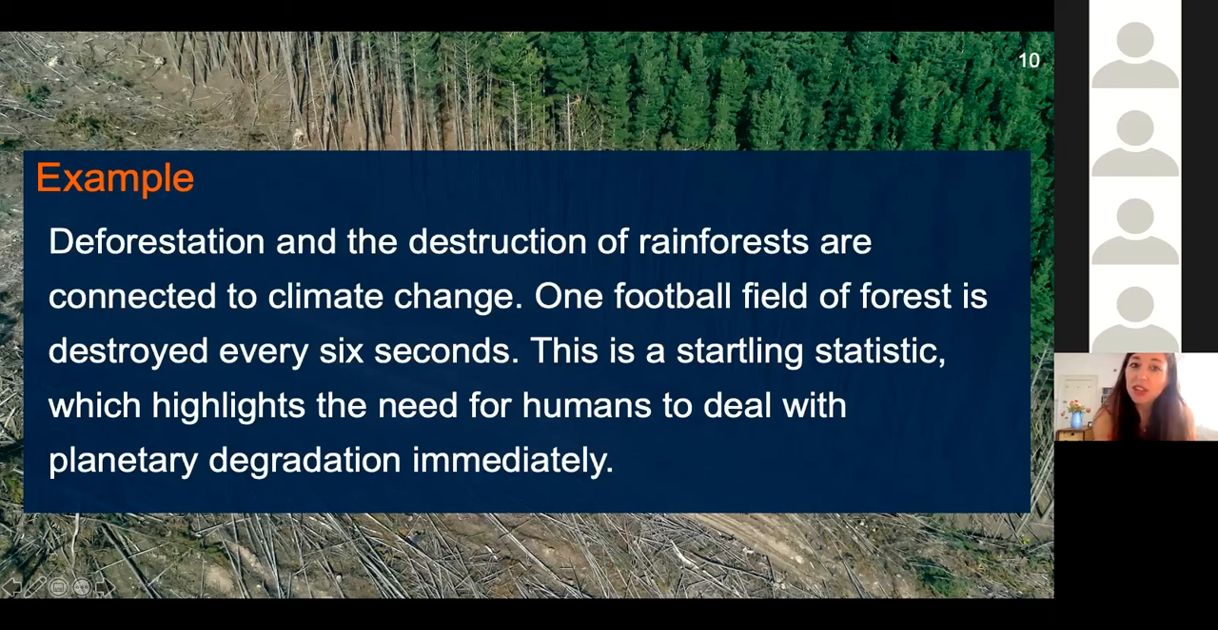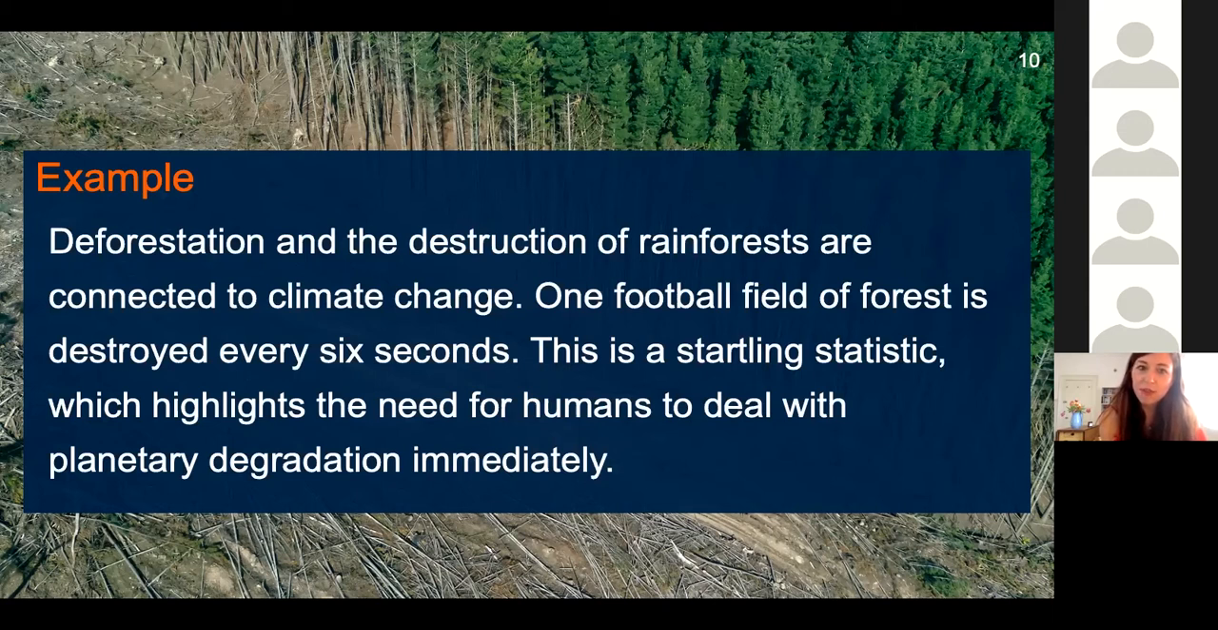Deforestation and the destruction of rainforests are connected to climate change. One football field of forest is destroyed every 6 seconds. This is a startling statistic which highlights the need for humans to deal with planetary degradation immediately. So you can probably see from this statement that, especially the fact about a football field of forest destroyed every 6 seconds, where did that point of reference or statistic actually come from? Just leaving it like that without a reference is not really scholarly sound. So you need to avoid stuff like that.